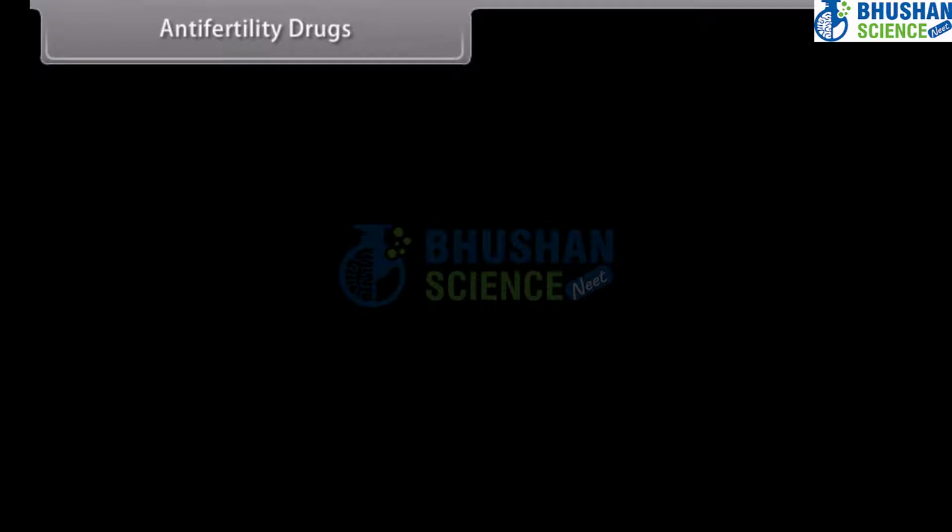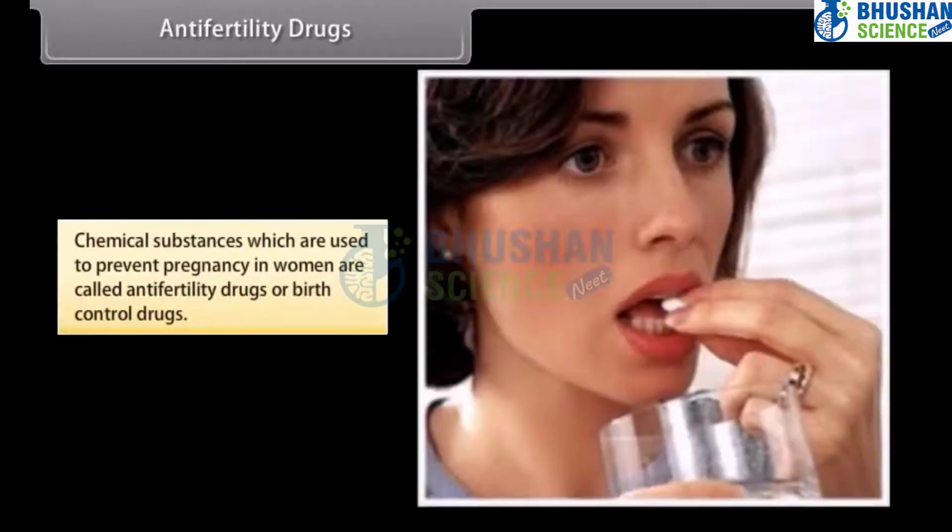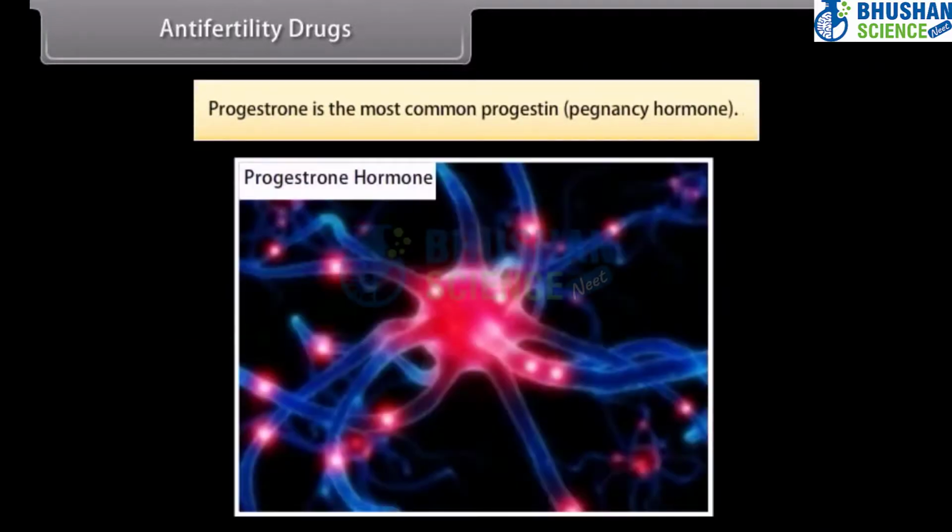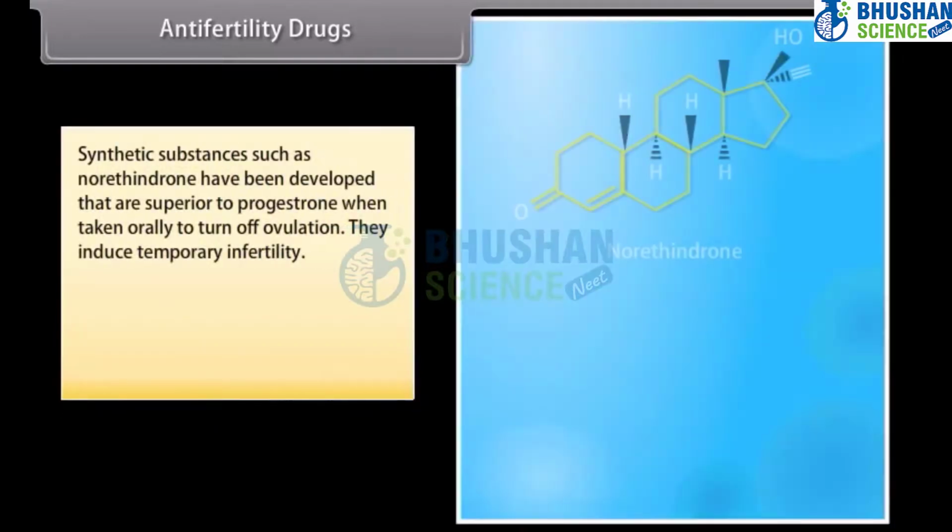Antifertility drugs. Chemical substances which are used to prevent pregnancy in women are called antifertility drugs or birth control drugs. Progesterone is the most common progestin. Synthetic substances such as norethindrone have been developed that are superior to progesterone when taken orally to turn off ovulation. They induce temporary infertility.